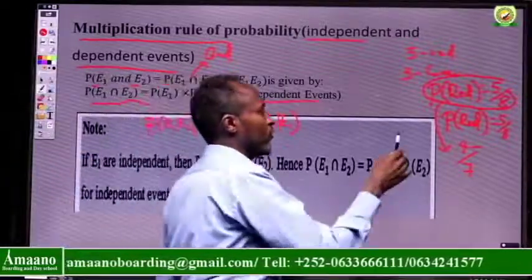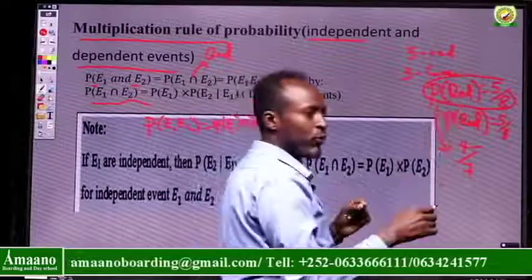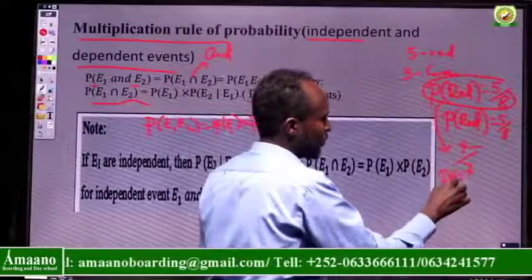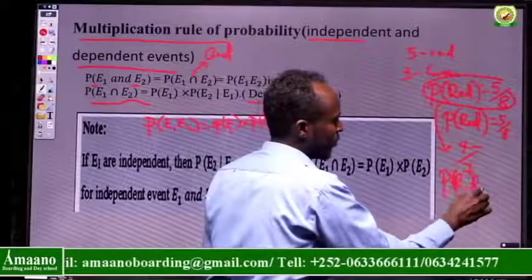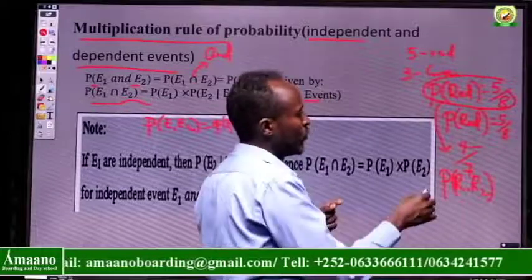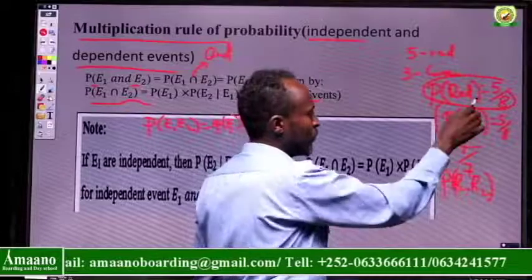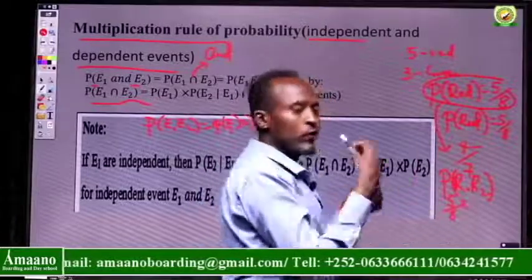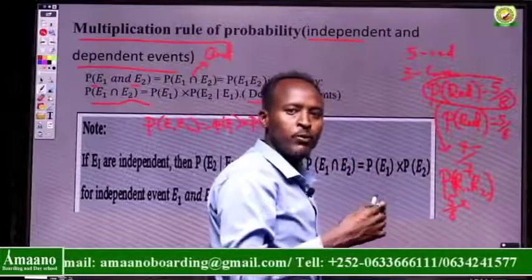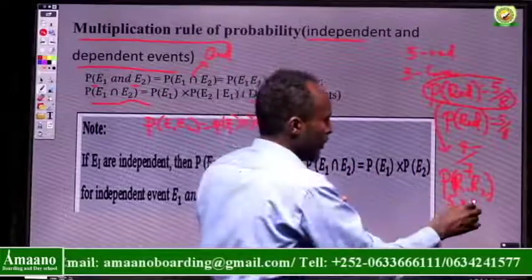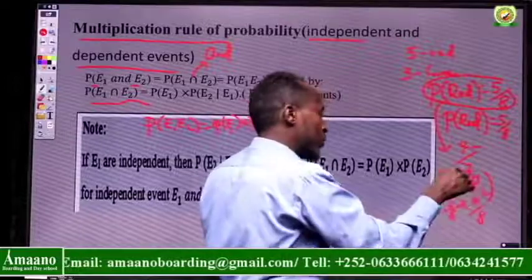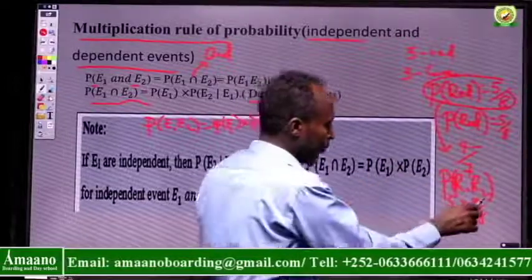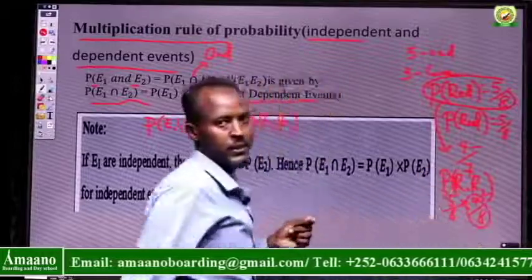Therefore, if you are asked to find the probability of getting the first ball red and the second ball red, we will proceed like this. Probability of getting first red is 5/8. Probability of getting second ball red will be 4 divided by 7, because we are told that the first one was red, and the number of red balls is decreasing.